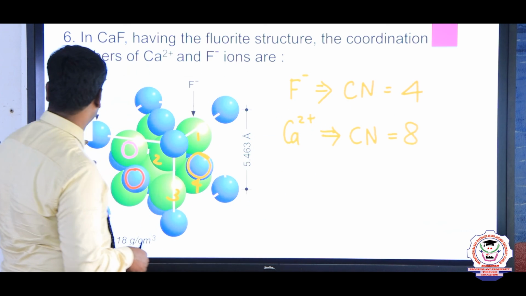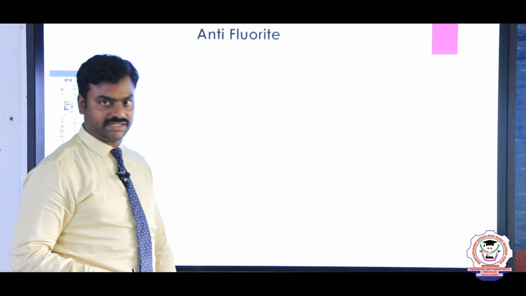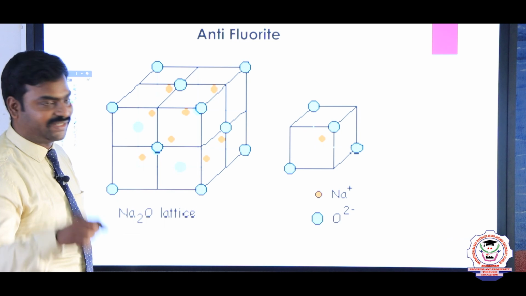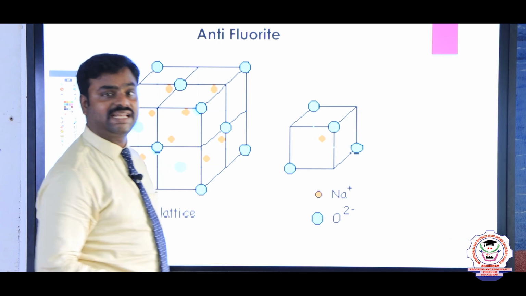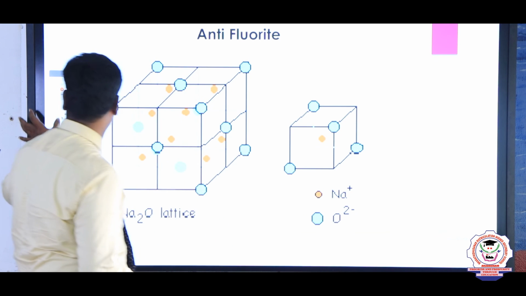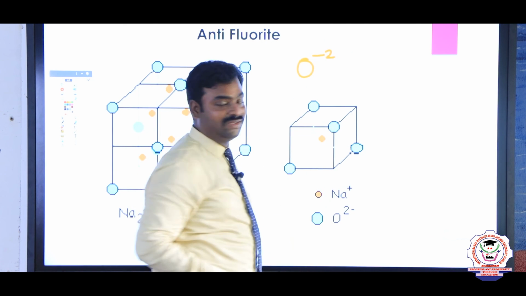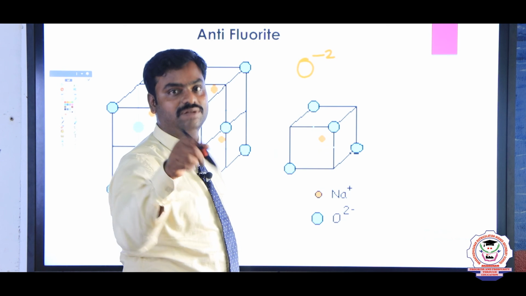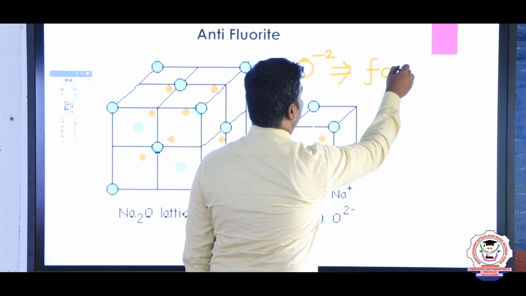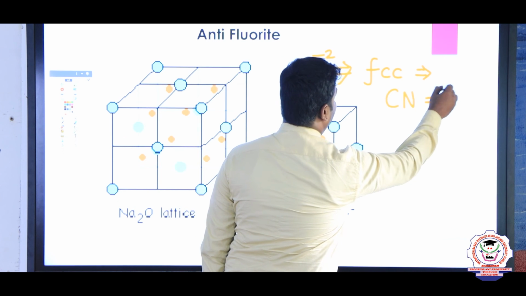I am going to introduce another kind of structure also, that is antifluorite. What is antifluorite? I am going to give an example, that is sodium oxide. In this sodium oxide, oxide atoms are occupying the corners of the FCC unit cell, O 2 minus. So the coordination number of the negative ion is equal to 8 because they are forming the FCC structure.